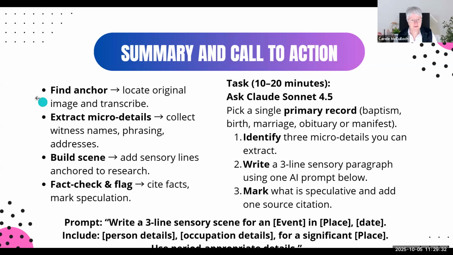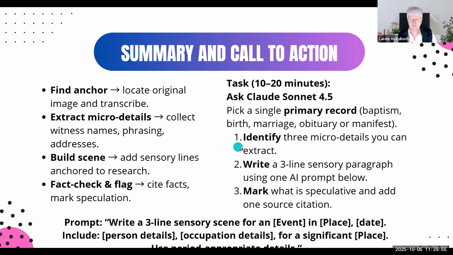And a reminder that these are the 4 steps that we're going to use, showing on the left. Find your anchor, extract micro details, build a scene, and then do some fact checking. We're going to select a single primary record. And today I've chosen a ship's manifest.